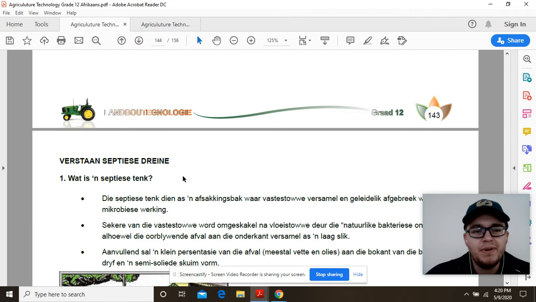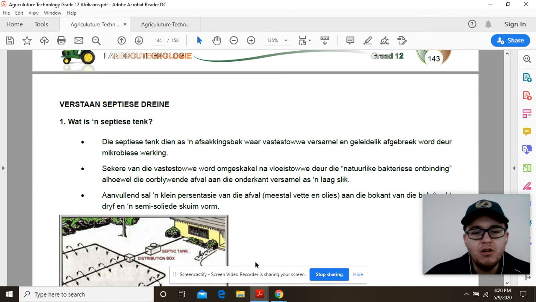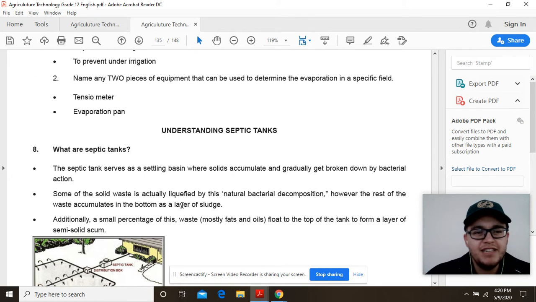Now we're going to look at, the next part we're looking at now is our septic tanks.